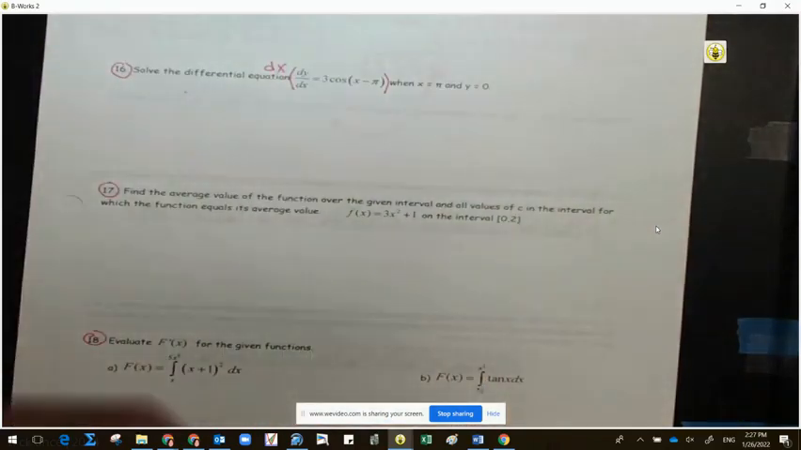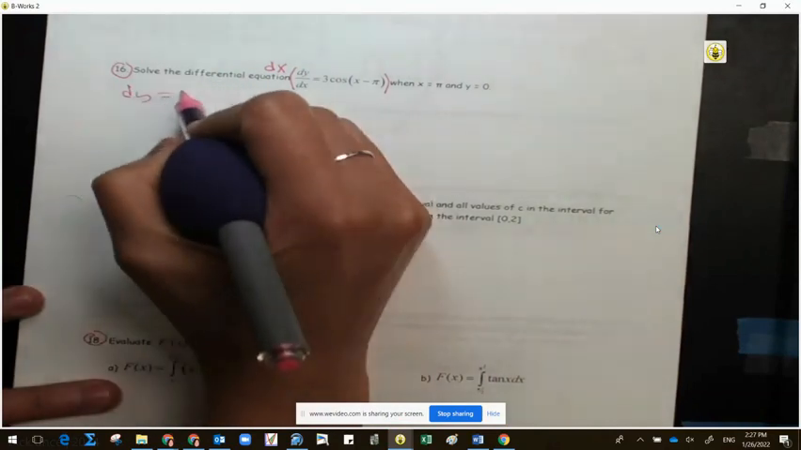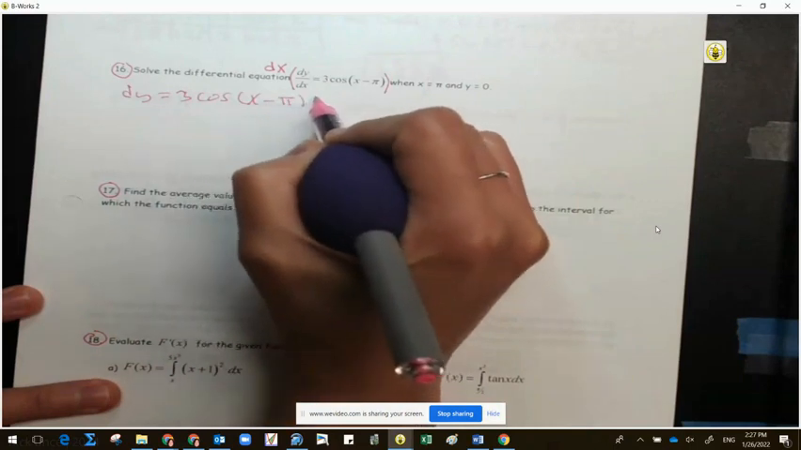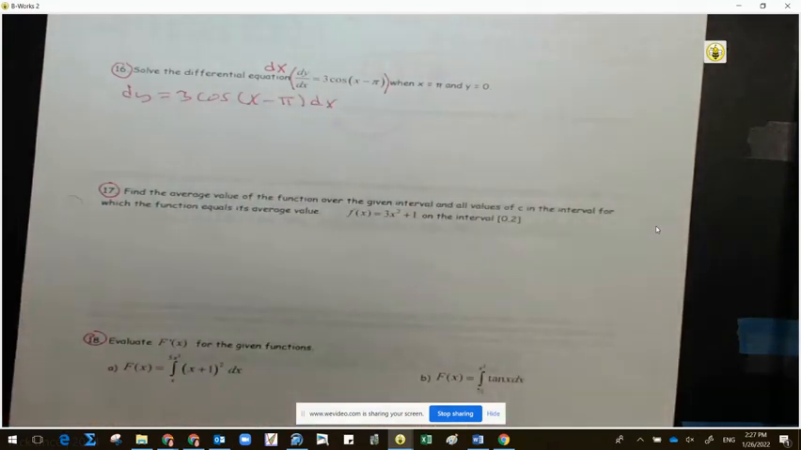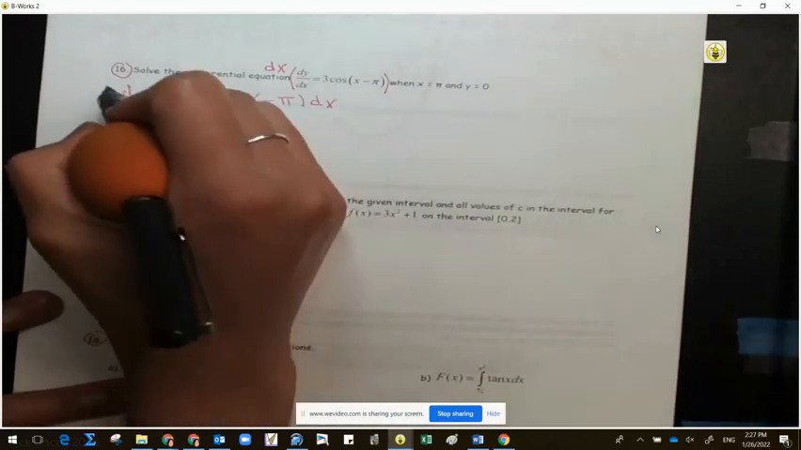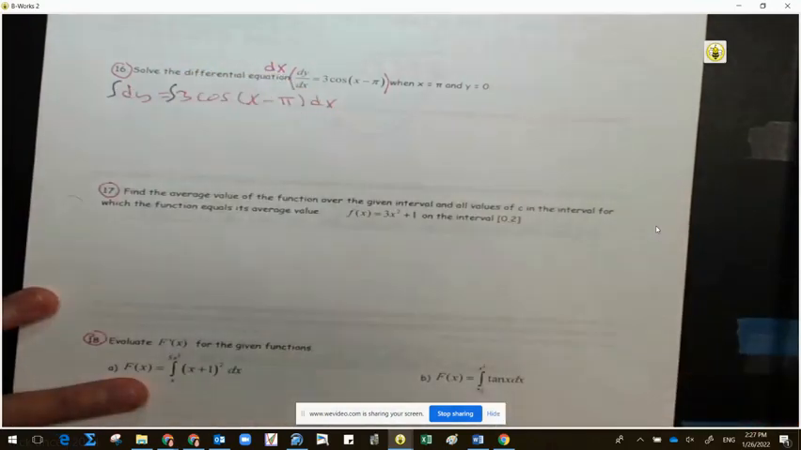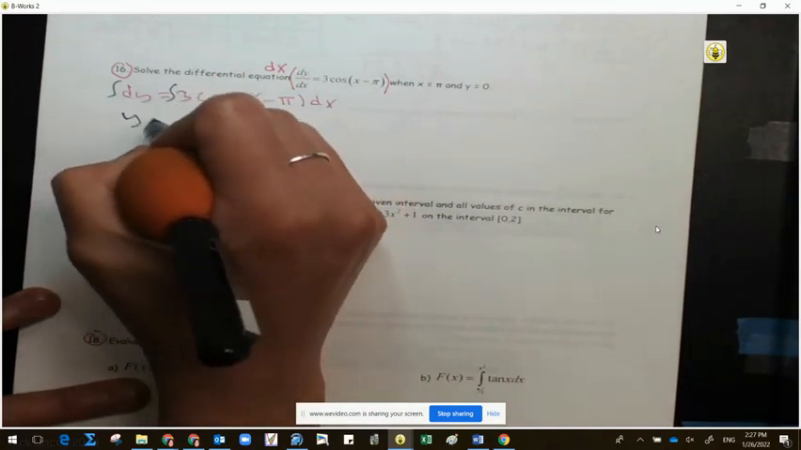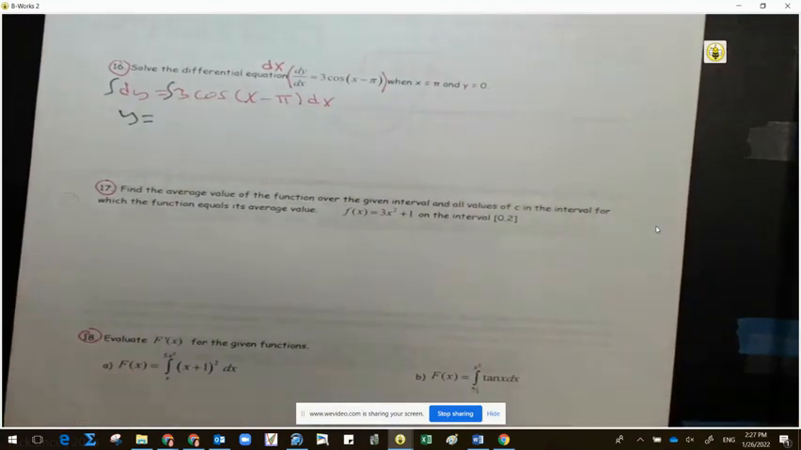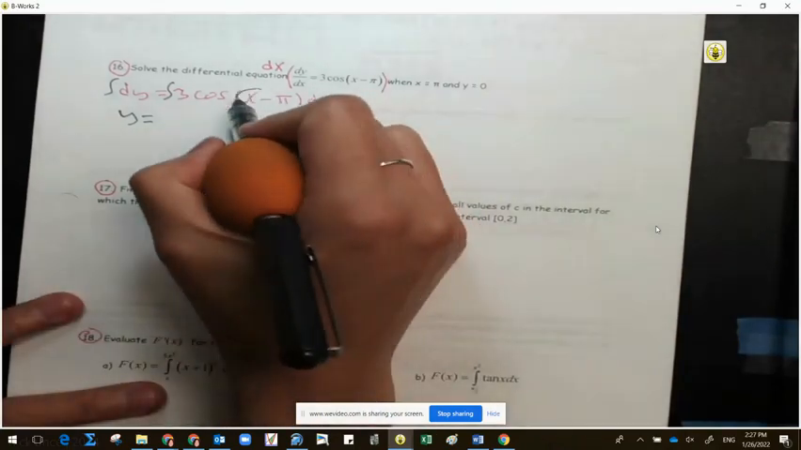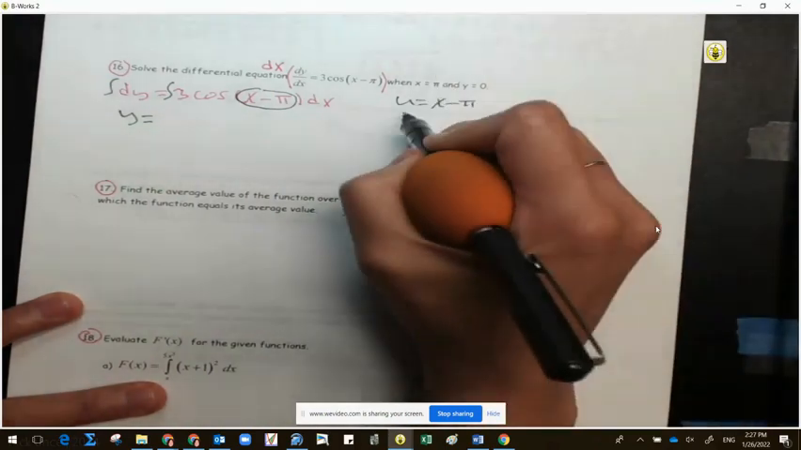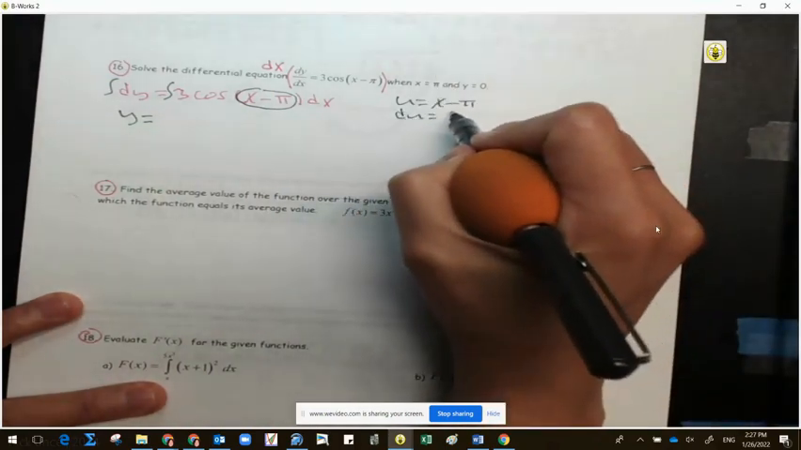Multiply by dx. So we get dy is equal to 3 cosine of (x minus pi) dx. And then we're going to do what? Take the derivative? Not derivative, antiderivative. So we have our y is equal to. Okay, what should we let u equal? x minus pi. So let's write that over to the side. u is equal to x minus pi, which gives me du is equal to dx.